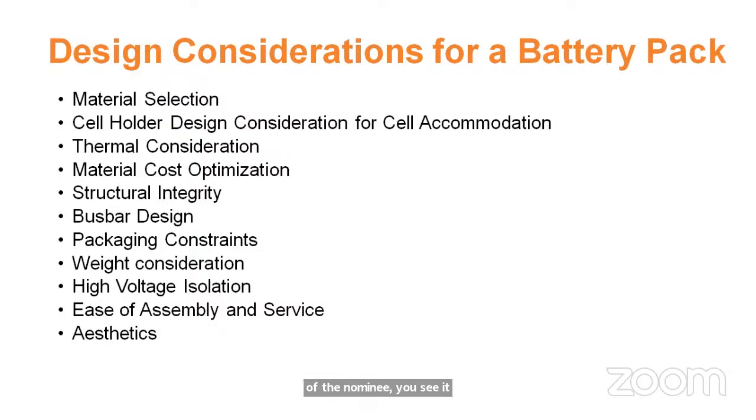More or less the cost will be double of that, right? So now suppose in 50 micron thickness our design will be sufficient. Then why use 100 micron, right? In that way, we have to think about material cost optimization. Structural integrity. The battery pack should be structurally strong enough to withstand all the vibration, all the shock, all the impact. It should withstand all those things. We already spoke about that.